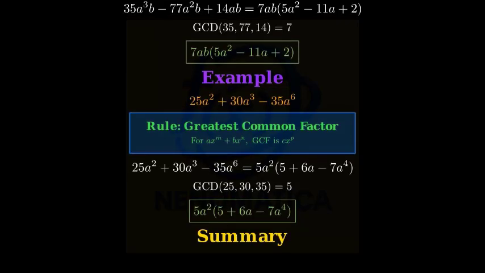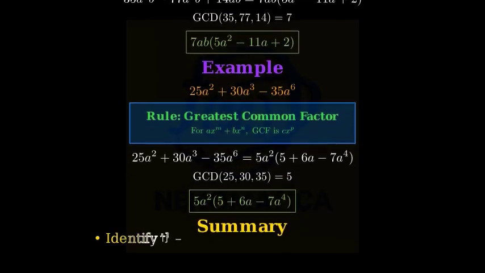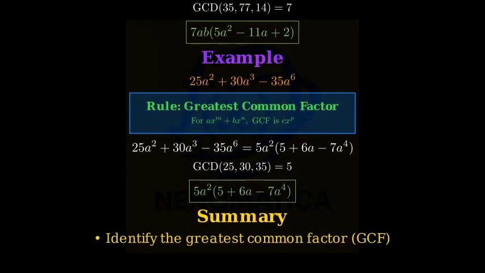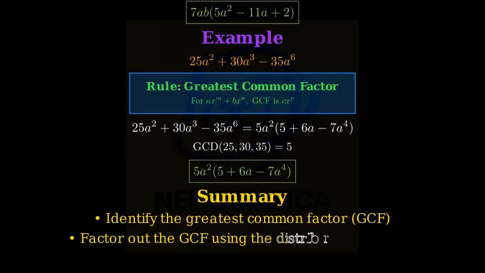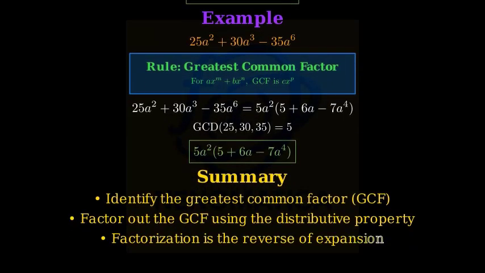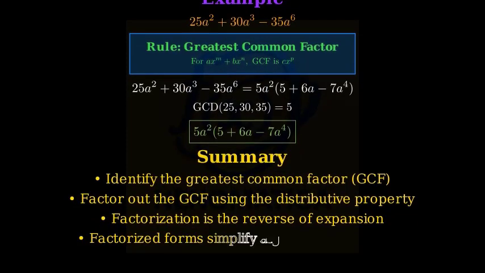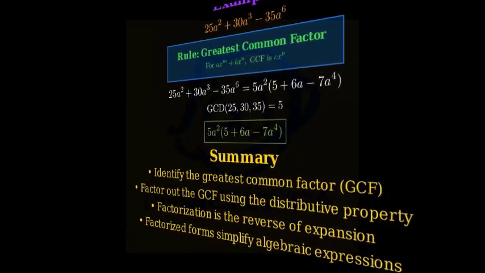Let's summarize what we've learned about factorization. First, we identify the greatest common factor among all terms in the expression. Then, we factor it out using the distributive property, which gives us our factorized form. Remember, factorization is essentially the reverse process of expansion. The factorized form can often simplify our algebraic expressions and make them easier to work with.